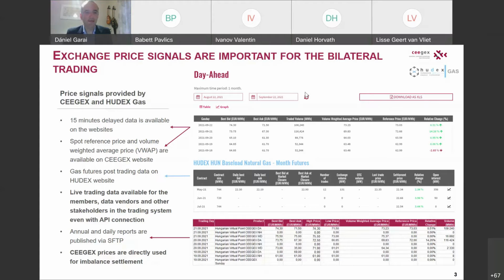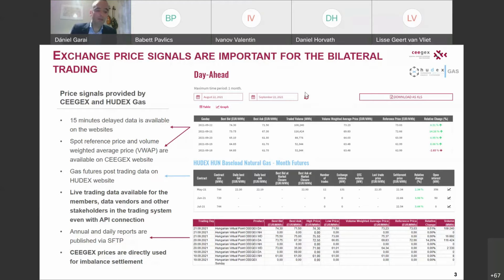Like I said, the CEEGEX prices are also available online. There is another level of price signals, which is the live trading data available for the members and data vendors, but also available for members who have read-only access. And basically, the trading system is also available through an API connection. There is a third level of data, which is part of the data vendor package. Annual and daily reports are published via SFTP, and that can be accessed by anyone who is part of the data vendor package. It makes it easy to browse historical and actual prices as well.